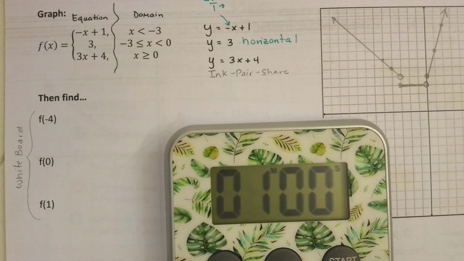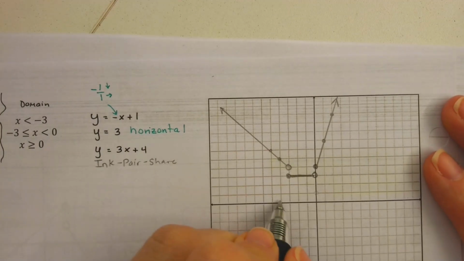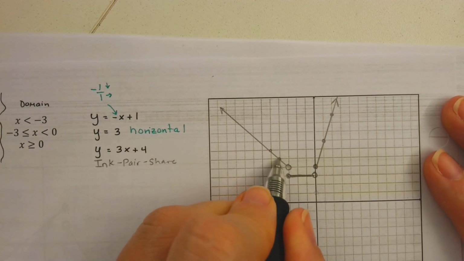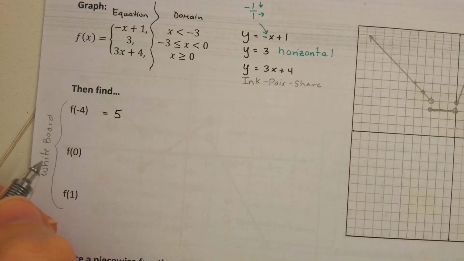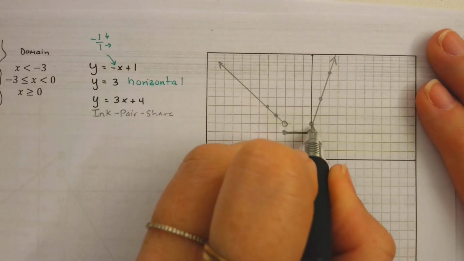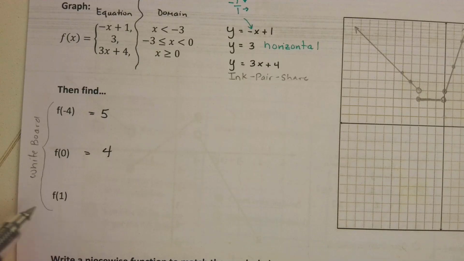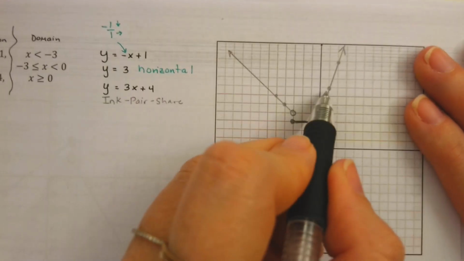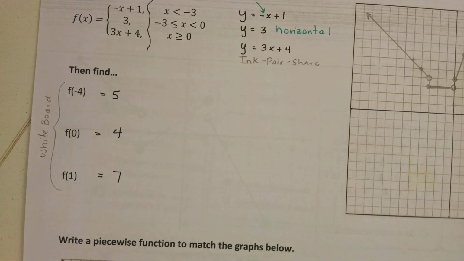Alright, correct answers were 5 for the first one. F of -4 is 5. You could actually see that one on the graph. If you go over to -4, 1, 2, 3, 4, 5 is where that point is. F of 0, you could also see on the graph. That one is 4. You see it right here. That's this point. F of 1, could we see that one on the graph too? Yeah, F of 1 is this point right here at 7. 5, 4, 7. Level up.